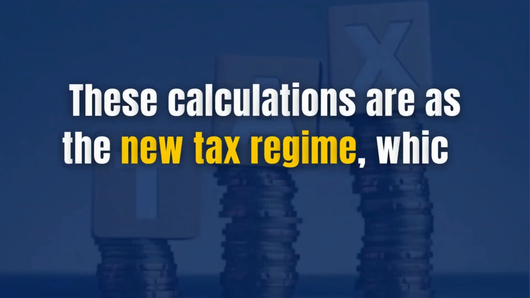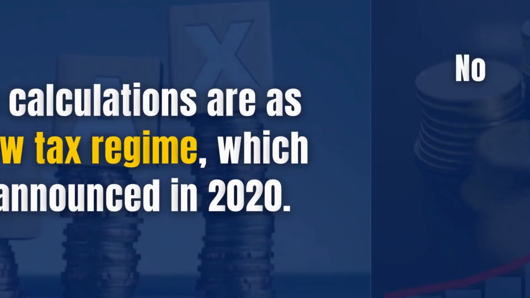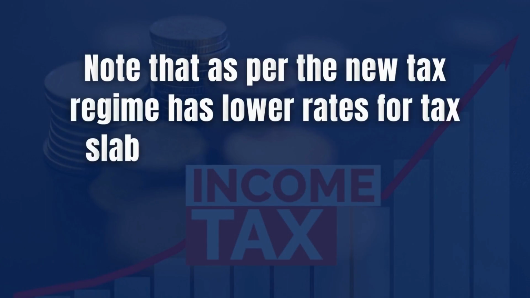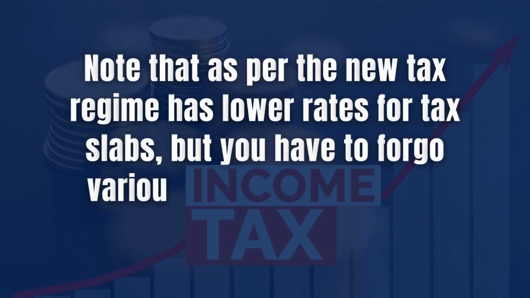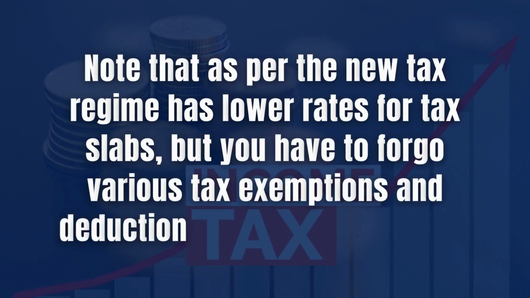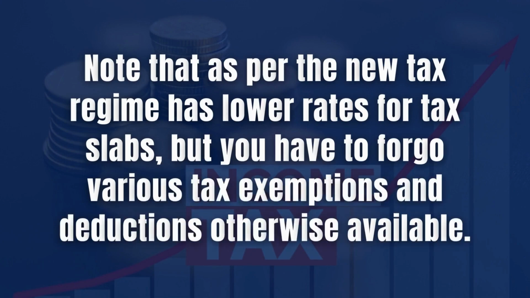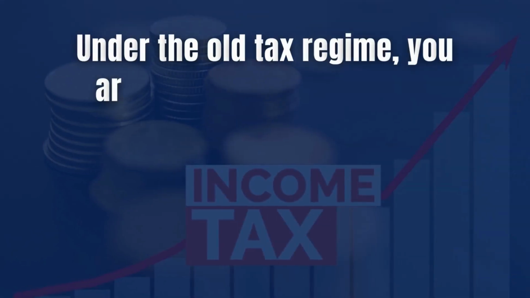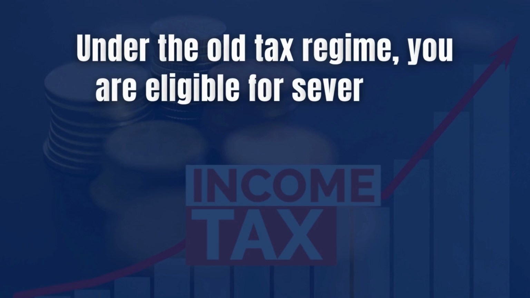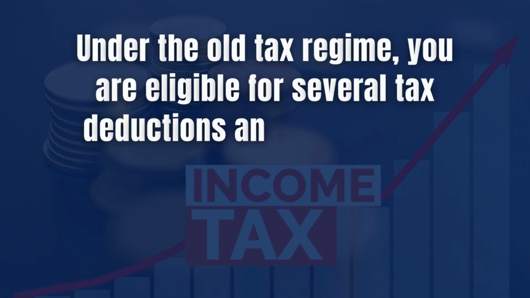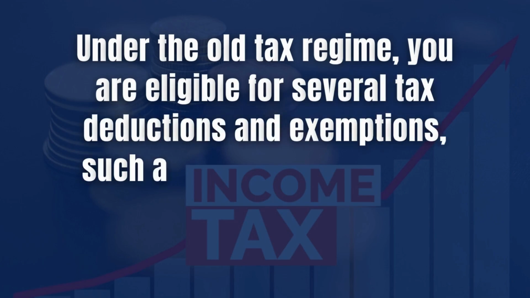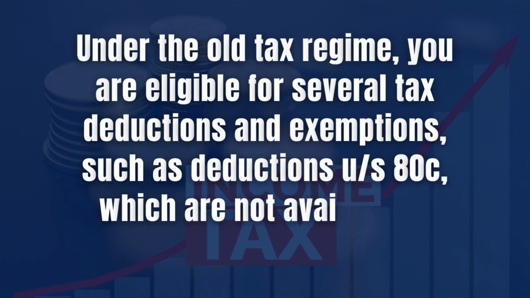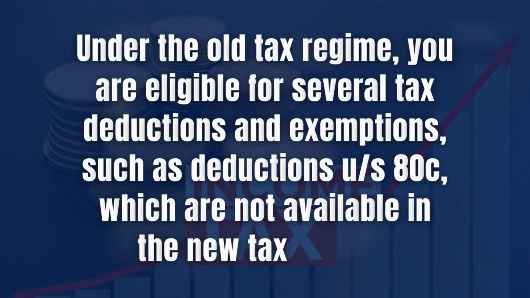Also, these calculations are as per the new tax regime. Note that as per the Income Tax Act 1961, the new tax regime has lower rates for tax slabs, but you have to forego various tax exemptions and deductions otherwise available. Under the old tax regime, you are eligible for several tax deductions and exemptions, such as deductions under Section 80C. These deductions and exemptions help reduce the taxable income. However, these benefits are not available in the new tax regime.